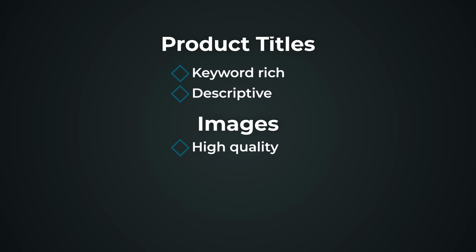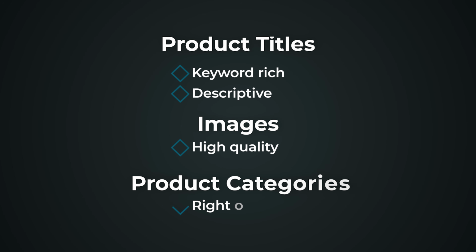Your product titles need to be keyword rich and descriptive. Your images need to be high quality. Often lifestyle images will perform better than your standard product images or product flat lay. Your product categories need to be right on point. If your feed is garbage, your results will be garbage. It's as simple as that. Once again, I have a video, I will link it in the description, of what you can do to optimize your product feed.